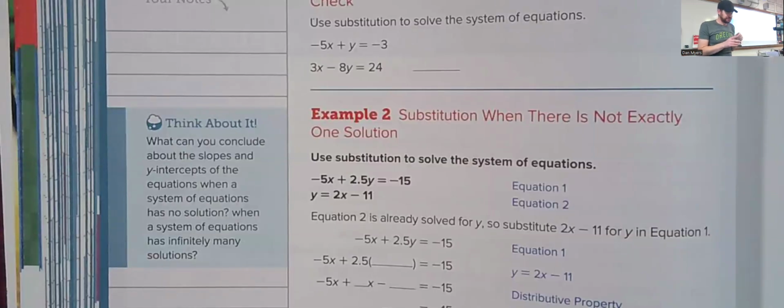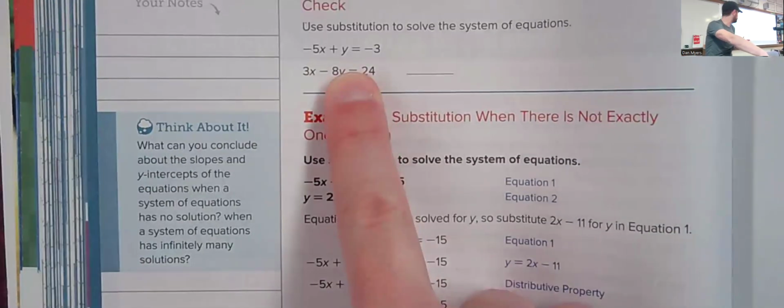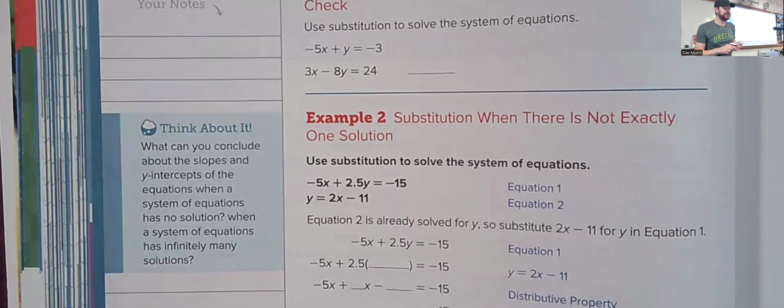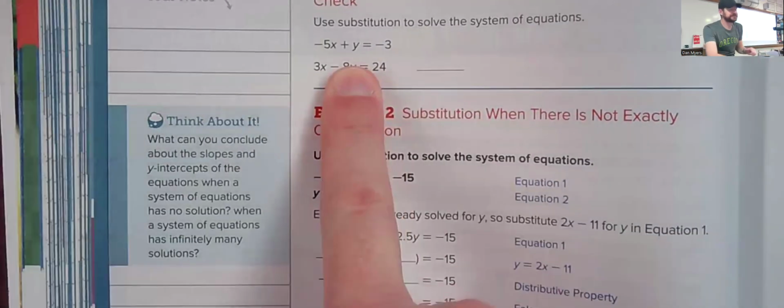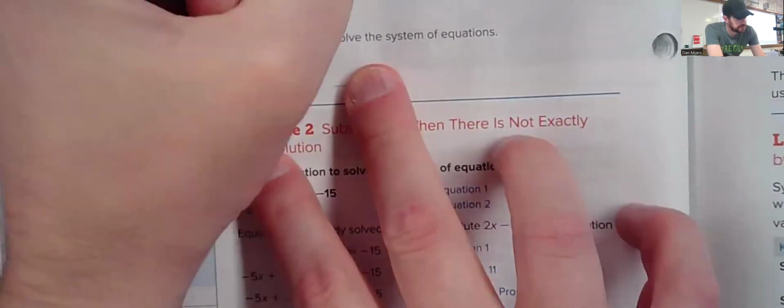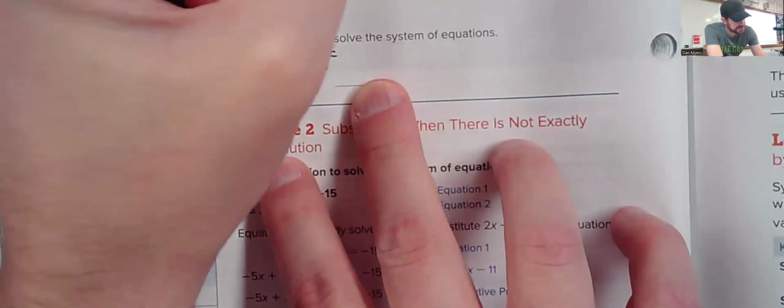The y in which equation? The first one. Because there's no number in front of y. There's no coefficient here. It's just 1. So the only thing you have to do to get y by itself here is add 5x. So that's going to be y equals 5x minus 3.